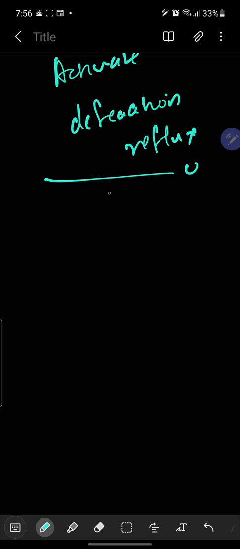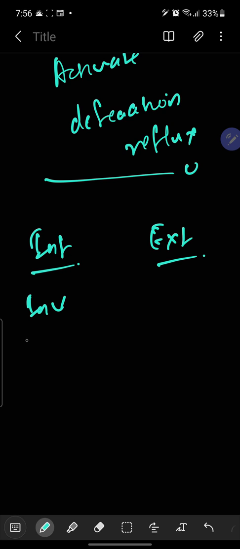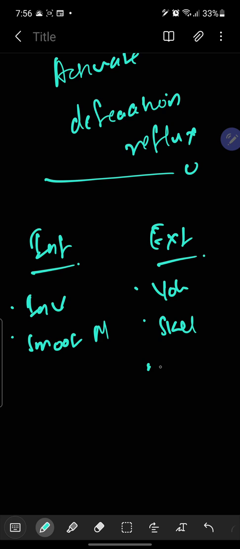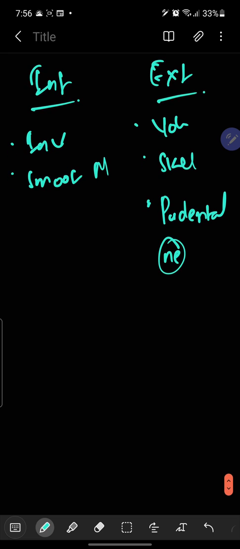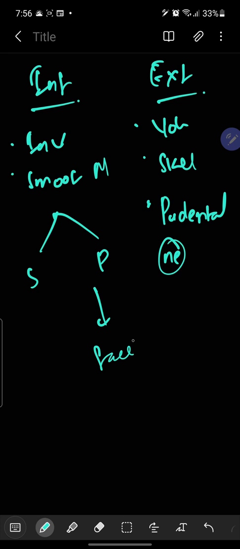It is controlled by two sphincters, the internal anal sphincter and the external anal sphincter. The internal anal sphincter is involuntary smooth muscle. The external anal sphincter is voluntary skeletal muscle. It is supplied by the pudendal nerve. It has both sympathetic and parasympathetic components. The parasympathetic facilitates defecation, whereas the sympathetic inhibits defecation.